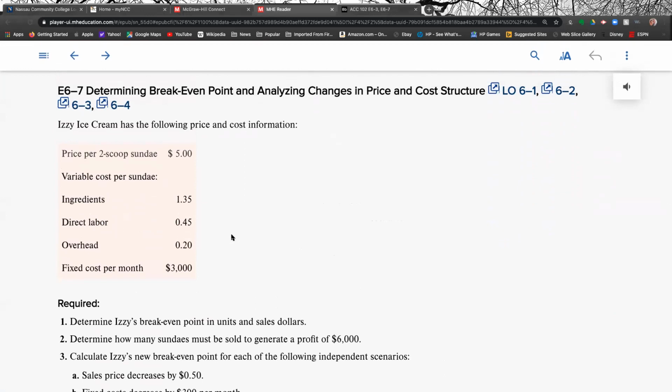So, Izzy's Ice Cream has the following price and cost information. The selling price of a sundae is $5, and the variable cost of making a sundae: ingredients $1.35, direct labor 45 cents, overhead 20 cents. If I add those things together, I think it comes out to $2 even. The fixed costs are $3,000. So what's the break-even point in units and sales dollars?